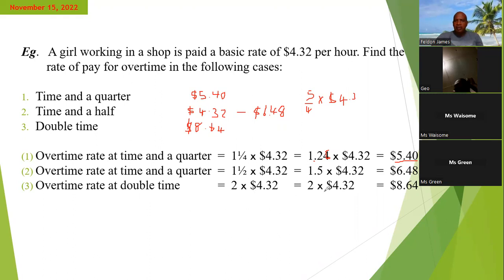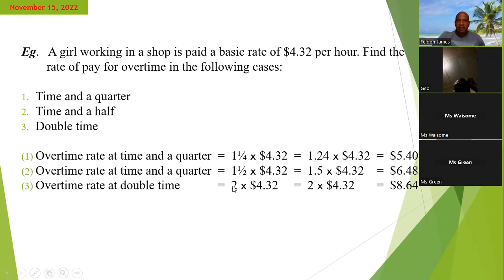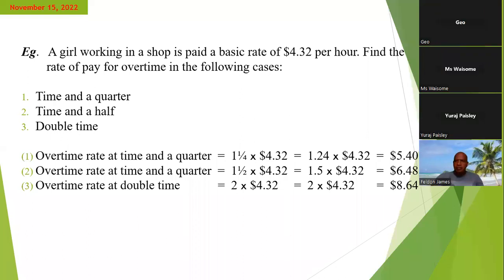And this one will give you twice the amount. So you just multiply by 2, you get $8.64. All right, so that's correct. Let me see if I can make the correction to this. Maybe afterwards I'll correct it. So everybody is clear on how to calculate the overtime rate? Let me see the hands of those who understand how to calculate the overtime rate now. All right, very good, guys.